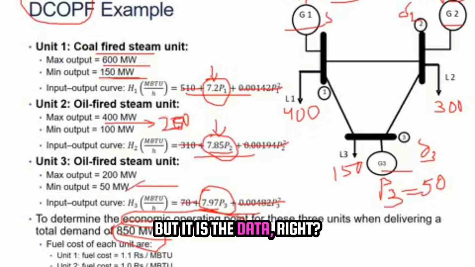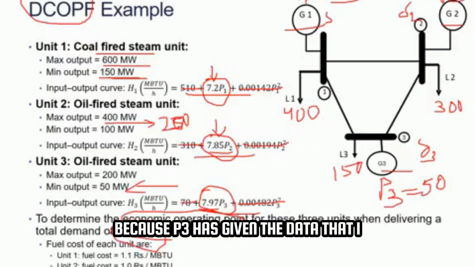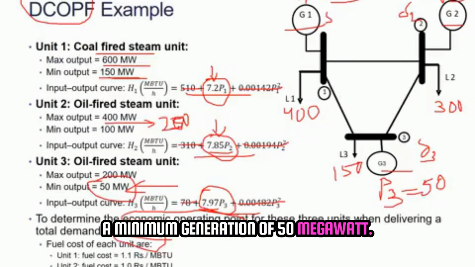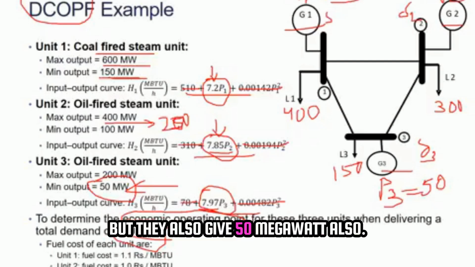But it is the data, right? Because P3 has given the data that it is going to generate a minimum of 50. This is a practical situation. Practically, a generator gives a minimum generation of 50 megawatt. They can say they can generate 0 megawatt, but they also give 50 megawatt.